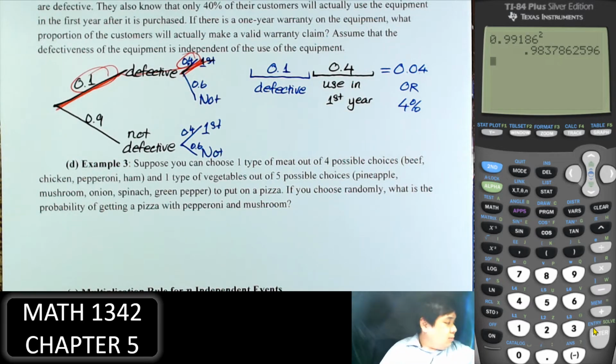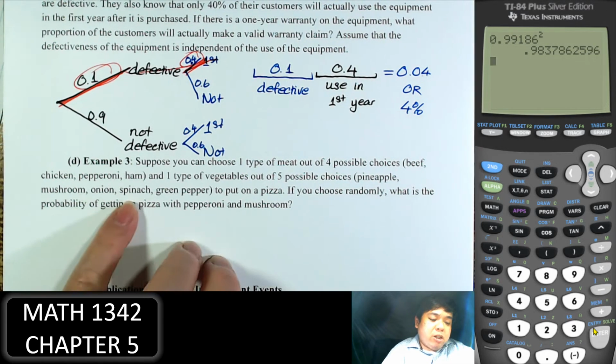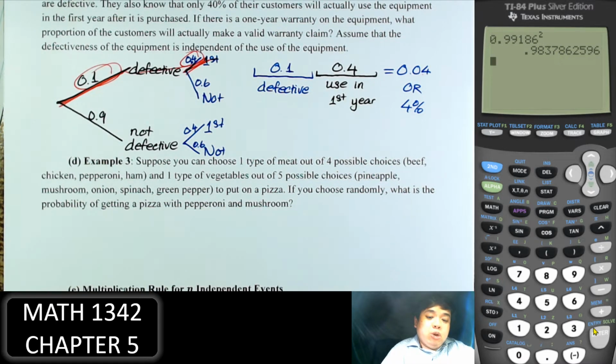Right. Next, suppose that you can choose one type of meat, there are 4 possible choices: beef, chicken, pepperoni, and ham. And one type of vegetable, there are 5 possible choices: pineapple, mushroom, onion, spinach, and green pepper, to put on the pizza. If you choose randomly, what is the probability of getting a pizza with pepperoni and mushroom?